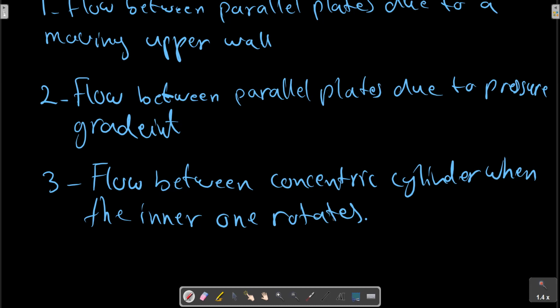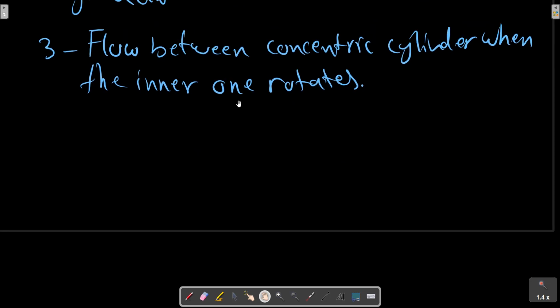All flows in this section are viscous and rotational.